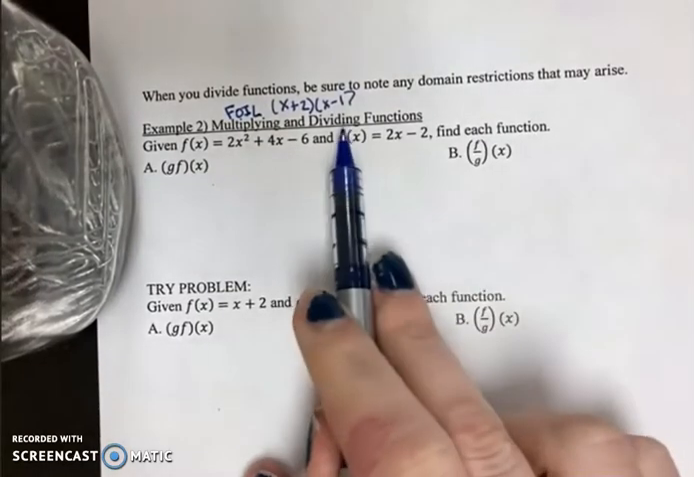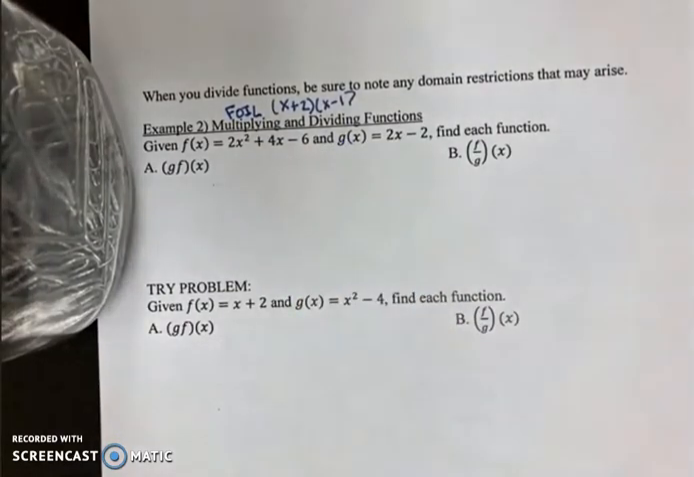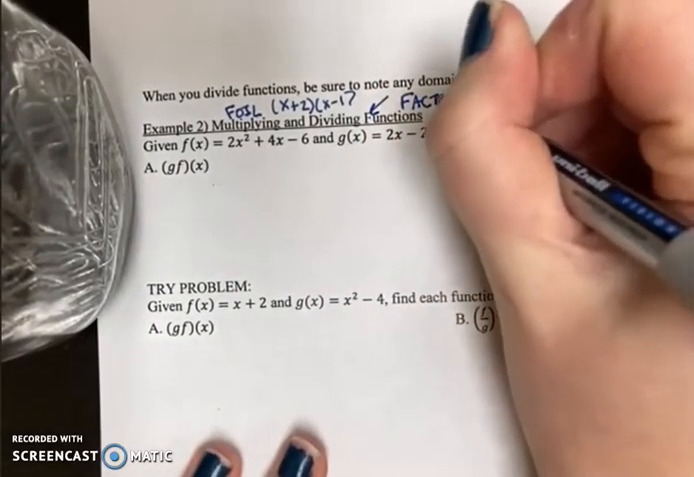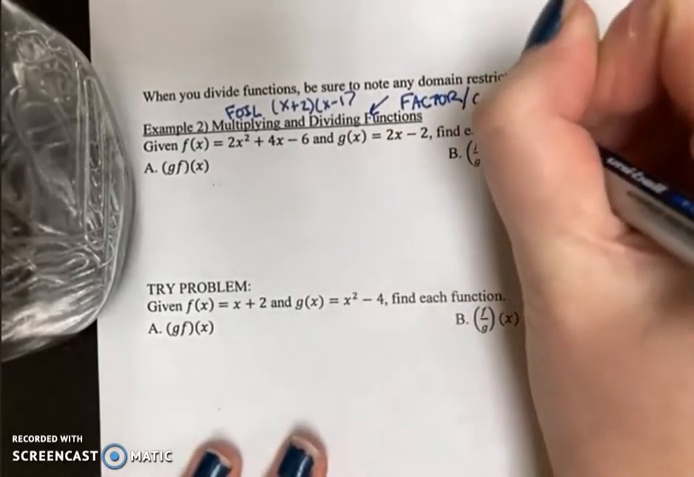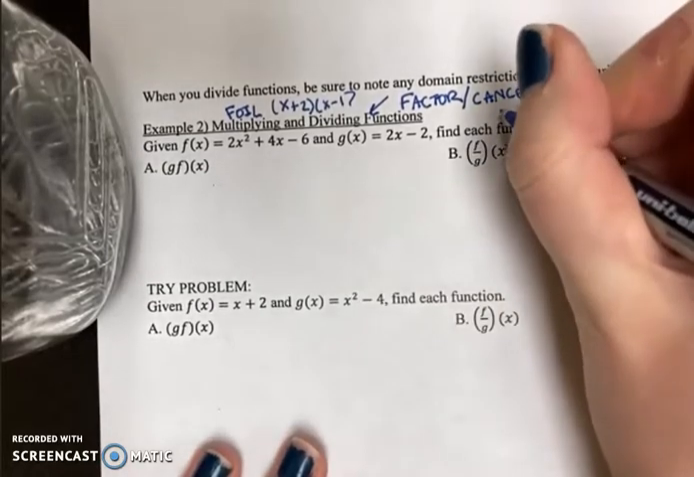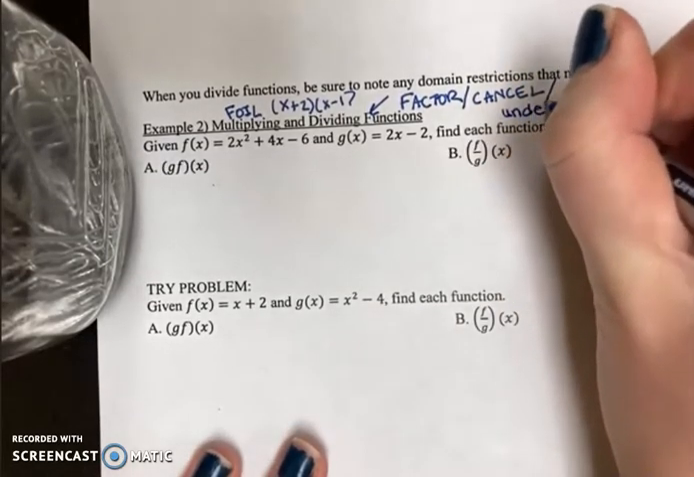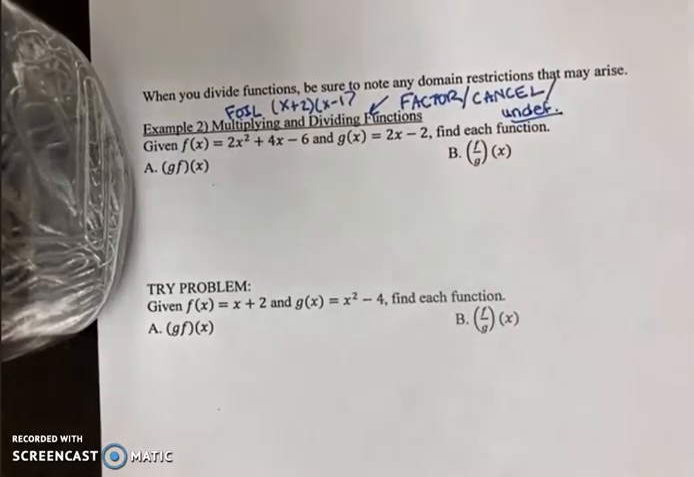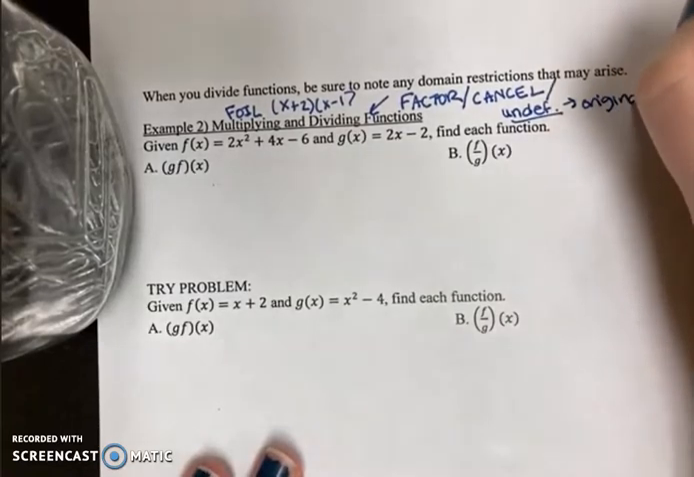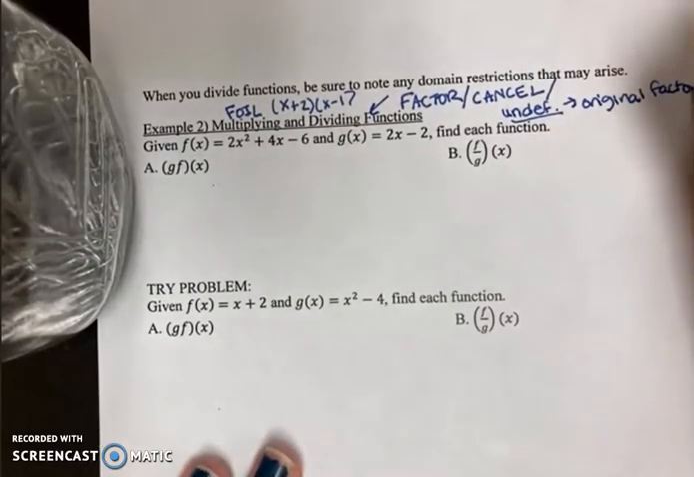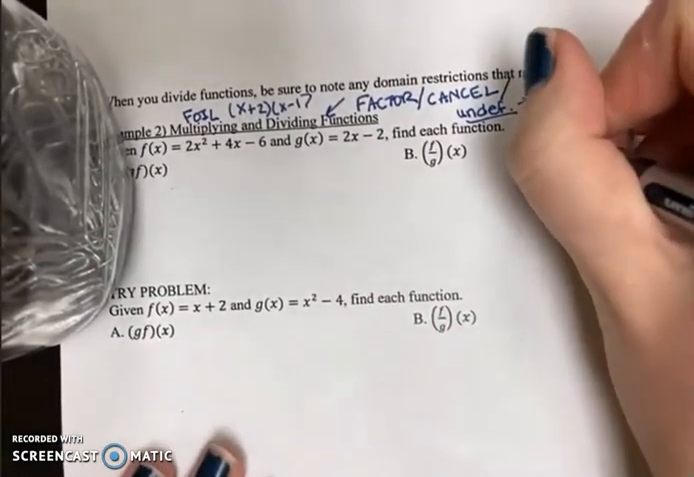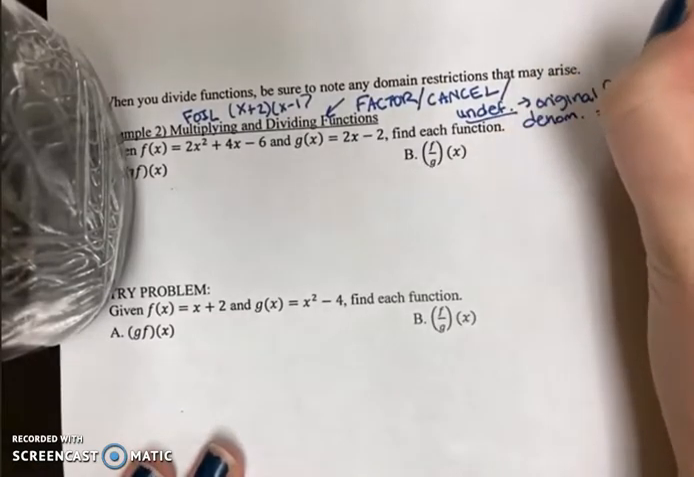And when we divide, it's very similar to what we did in chapter 5. What we're going to have to do is factor our functions and then try to cancel stuff out. We also want to say when it is undefined. Remember, a function is undefined when the original factored denominator equals 0.